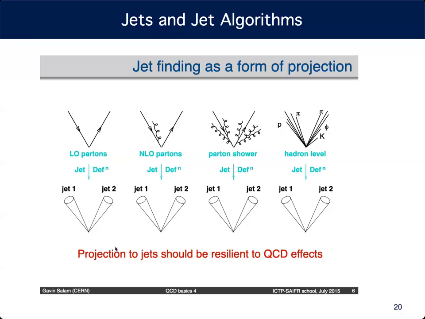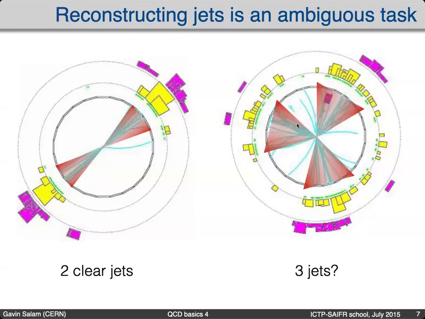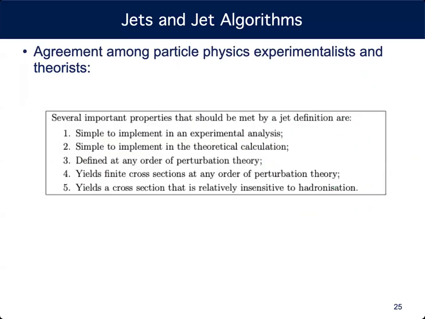But you want this to be the same projection in all of these stages, right? Leading order, next to leading order, with the parton shower, and at the hadron level. So that's where all this tricky stuff was found. But this ultimately becomes ambiguous because you don't really know what's necessarily going to happen. So in this case, you could imagine that there are two jets here, right? They're pretty obvious. One's on one side, one's on the other. This side is pretty clearly 3 jets, right? Or is it 4? I don't know. Depends on who you're asking.